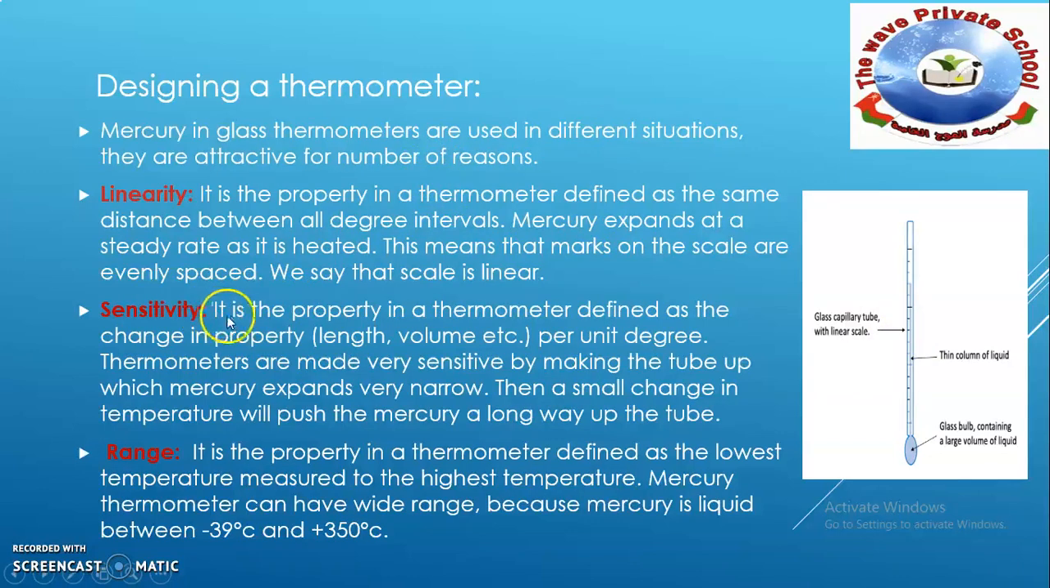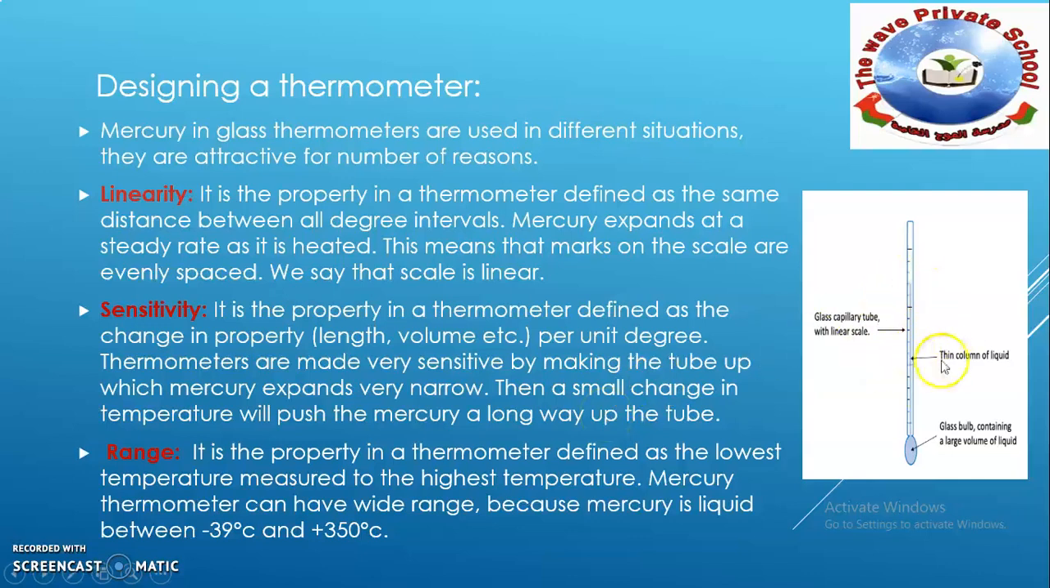Second is sensitivity. It is the property in a thermometer defined as the change in property, that is length, volume, etc. per unit degree. Thermometers are made very sensitive by making the tube up which mercury expands very narrow. Then a small change in temperature will push the mercury a long way up the tube.